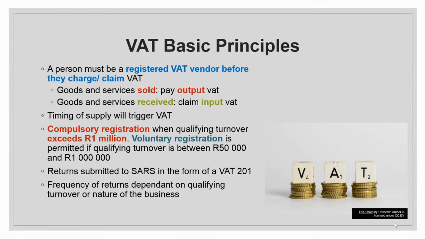Now the frequency of this return will be dependent on what category you fall under. Now the categories are discussed in your textbook. So you've got category A, B, C, D, and E. Now A and B is exactly the same. It is generally less than 30 million and it's every 2 months. Category C is more than 30 million and that is issuing a return every month.